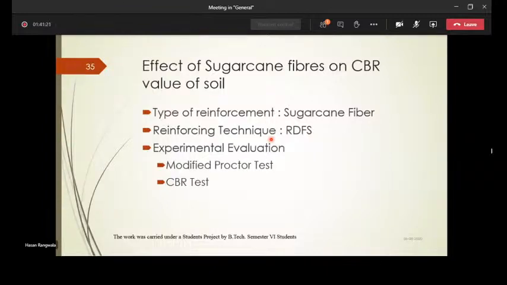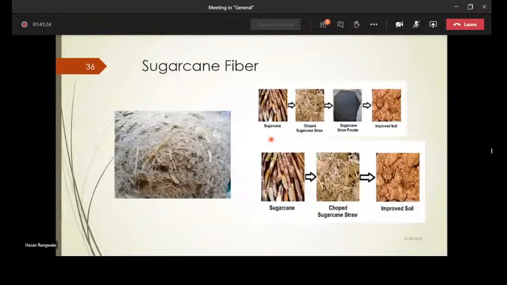So what is this technique firstly, and what have we adopted during this particular research? You could see this is basically sugarcane waste. You have to treat this waste, as from any sugarcane juice shop.